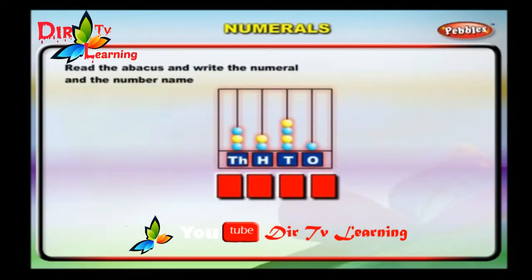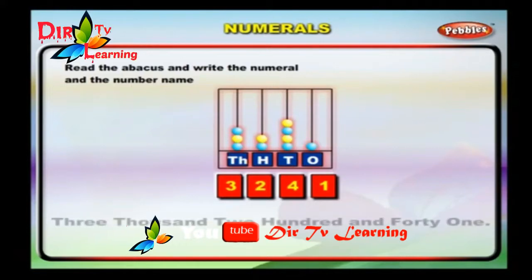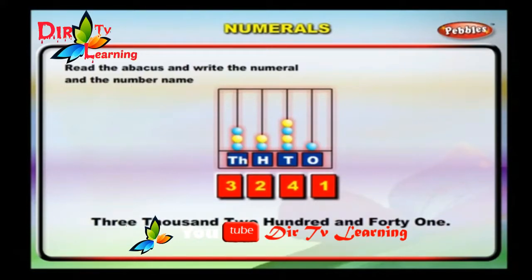In this abacus, we have 1 bead in the ones column, 4 beads in the tens column, 2 beads in the hundreds column, and 3 beads in the thousands column. We write this as 3241. We write this in words as 3,241.